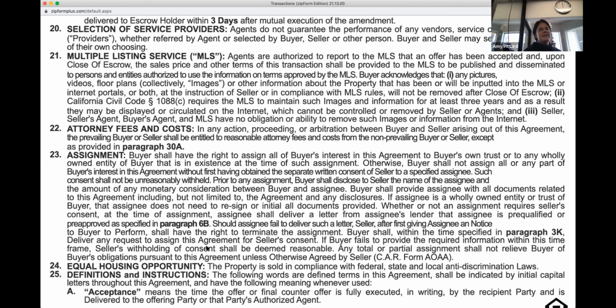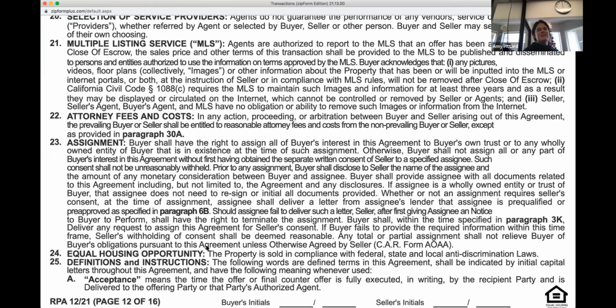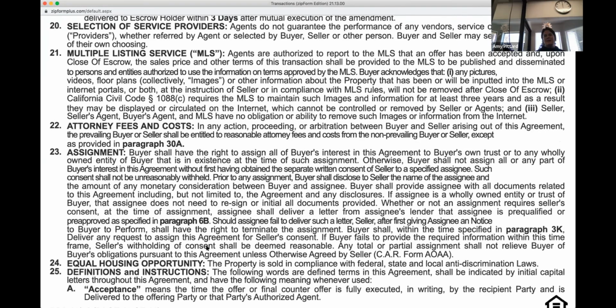Okay. 21 is the multiple listing service or MLS. Agents are authorized to report to the MLS that an offer has been accepted and upon close of escrow, the sales price and other terms of this transaction shall be provided to the MLS to be published and disseminated to persons and entities authorized to use the information on terms approved by the MLS. Buyer acknowledges that any pictures, videos, floor plans, collectively images, or other information about the property that has been or will be inputted into the MLS or internet portals or both at the instruction of the seller or in compliance with MLS rules will not be removed after the close of escrow.